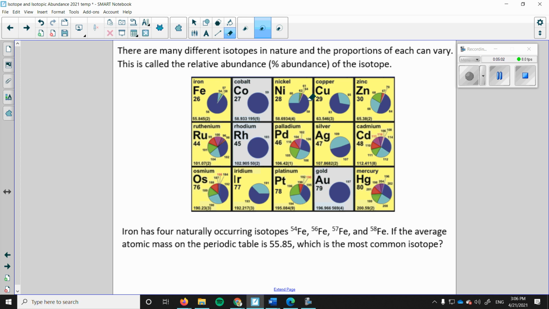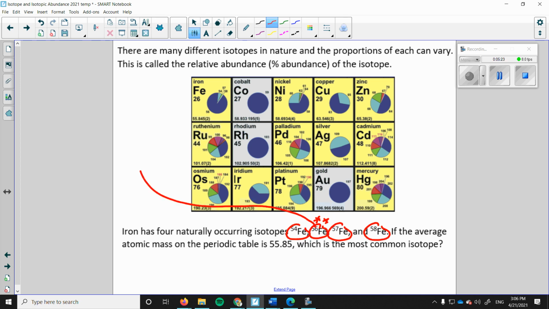So let's look at this one here. We've got iron. Now, iron can have several isotopes. It can have iron 54, iron 56, 57, and 58. Now you look at the periodic table, the average mass is 55.85. So it looks like it's most likely going to have a lot of iron 56. Let's look at the graph over here.